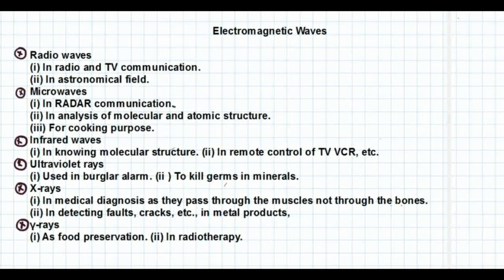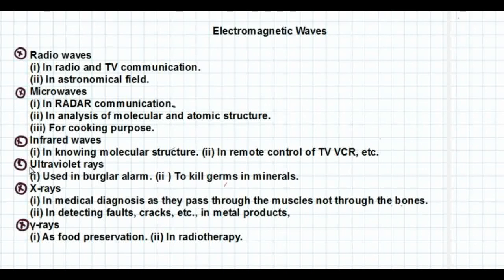Then similar to the production, their uses are also important. Radio waves, they are used in radio and TV communication. Then they are used in astronomical fields. Microwaves, they are used in radar communication, in analysis of molecular and atomic structure, then also for cooking purpose. For example, microwave oven. Then infrared waves, in knowing the molecular structure they are used, then also in the remote control of TV, VCR, then maybe AC, like that.